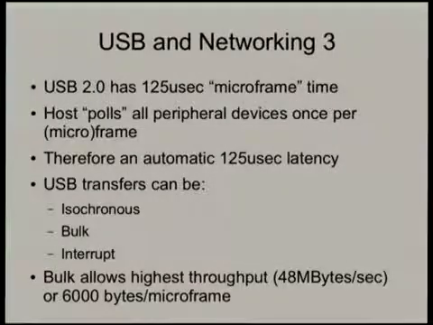Okay, well, USB 2 has a 125 microsecond microframe time, so the host or the controller polls all of the peripheral devices on its tree every microframe, every 125 microseconds. And so therefore, for a network interface, you've got an automatic 125 microsecond latency, because when a packet arrives in your USB network adapter, the host may not be coming around to poll for that data from that device for up to 125 microseconds. So that's a bit of a bottleneck, causes performance issues.